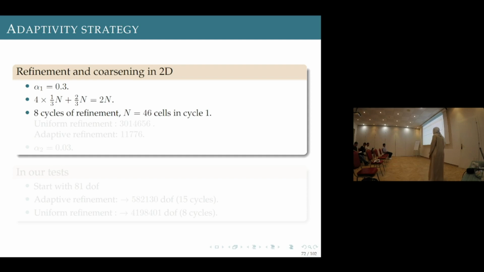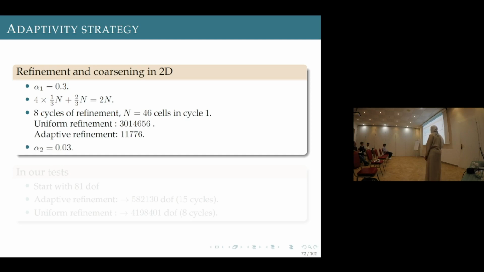Let's say that you're doing 8 cycles of refinement and you start in the first cycle with 64 cells. You end up with 3 million cells if you are doing uniform refinement. However, if you use this adaptive refinement with alpha 1 of 0.3, you will have only 11,000 cells.